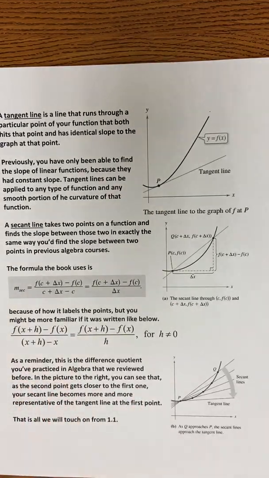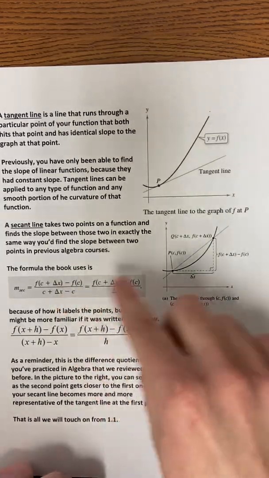A secant line takes 2 points on a function, finds the slope between them, and uses that to approximate slopes between the 2 points in question. Now, you'll notice that the formula that the book has used, which I've listed here, is f of c plus delta x minus f of c over c plus delta x minus c, which simplifies to the right.